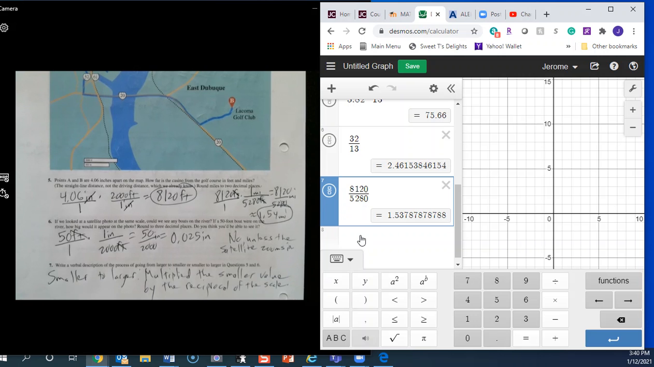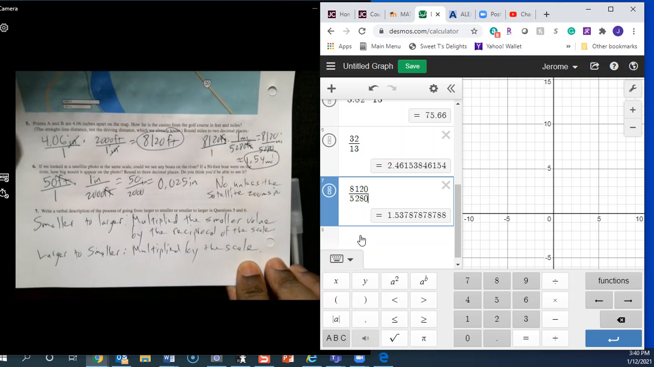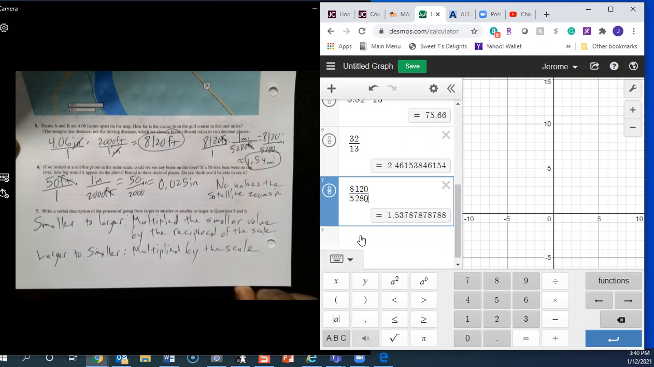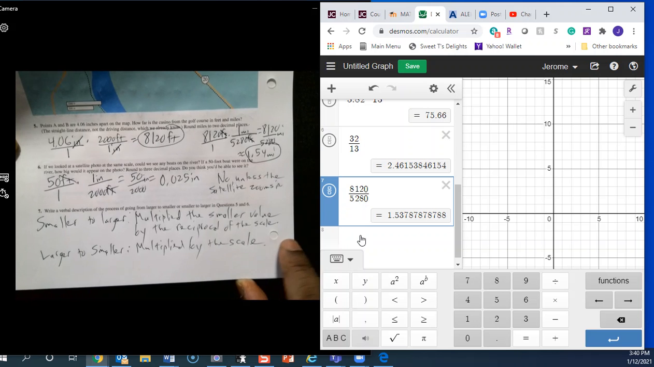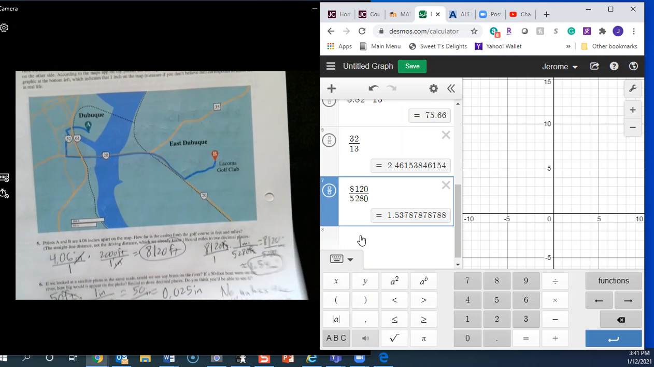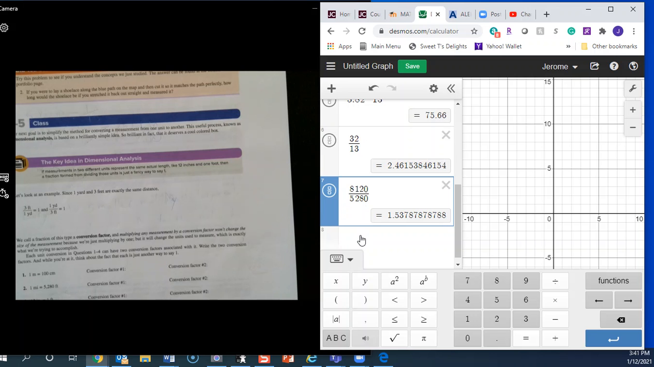Now larger to smaller, we multiplied by the scale. Okay, and when we talk about reciprocal, we know reciprocal just means that you're flipping the fraction or making the denominator the numerator or the numerator the denominator. Okay, now that took care of page 59. Now we're going to move on to page 60.